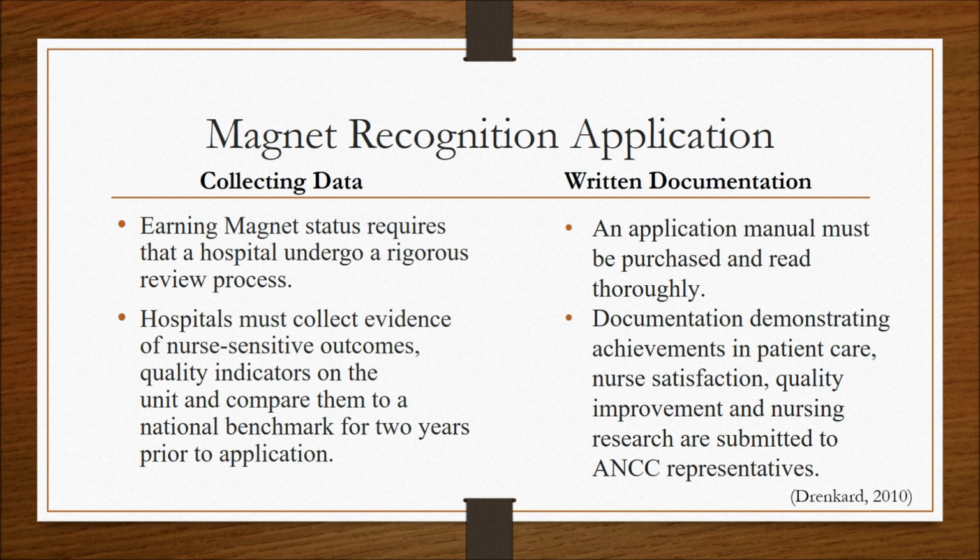First, hospitals must collect quality data as it applies to nursing. This data must be compared against the other hospitals for benchmarking purposes. Hospitals must collect evidence of nurse-sensitive outcomes, quality indicators on the unit, and compare them to a national benchmark for 2 years prior to application. Hospitals must also submit the relevant data to a national database for further comparison.